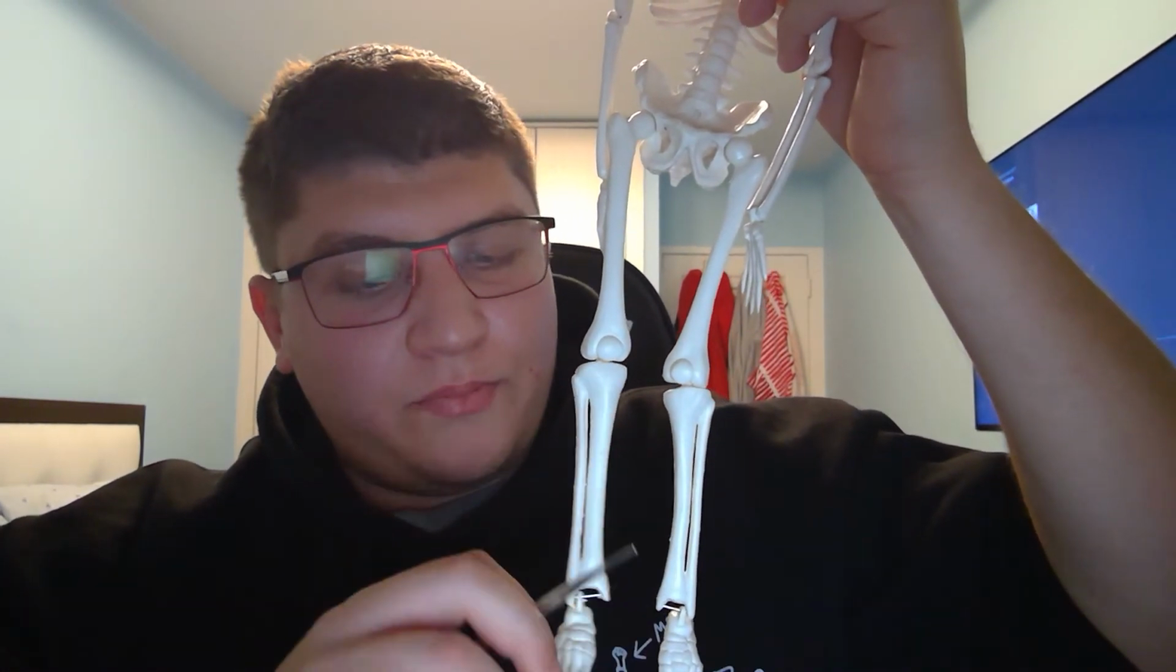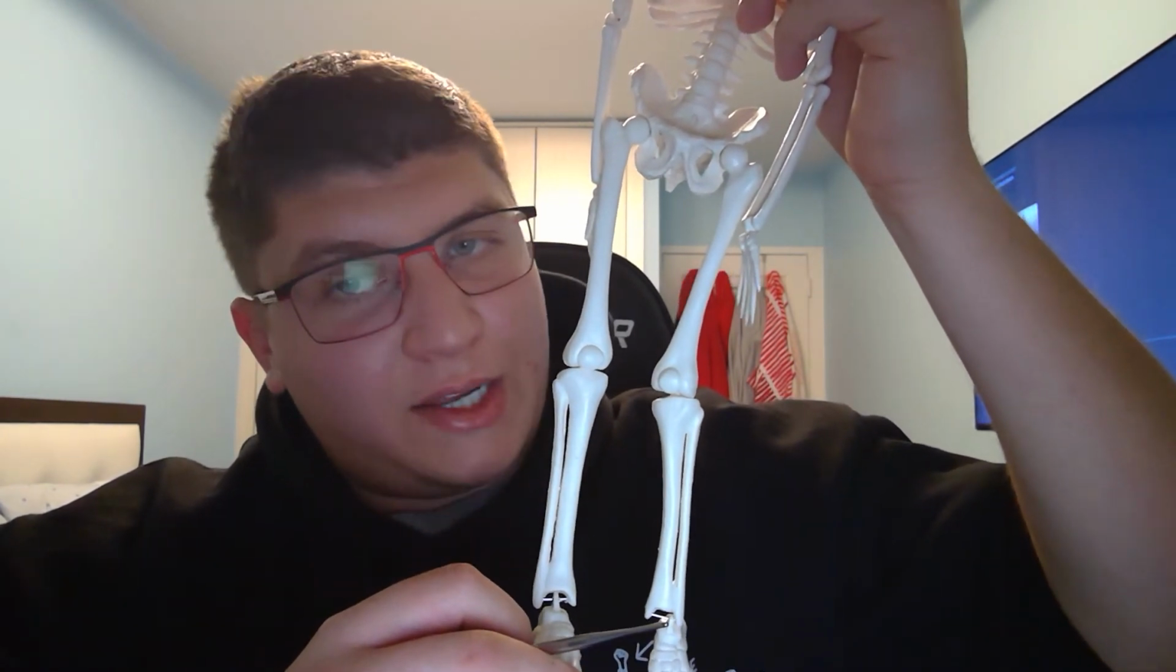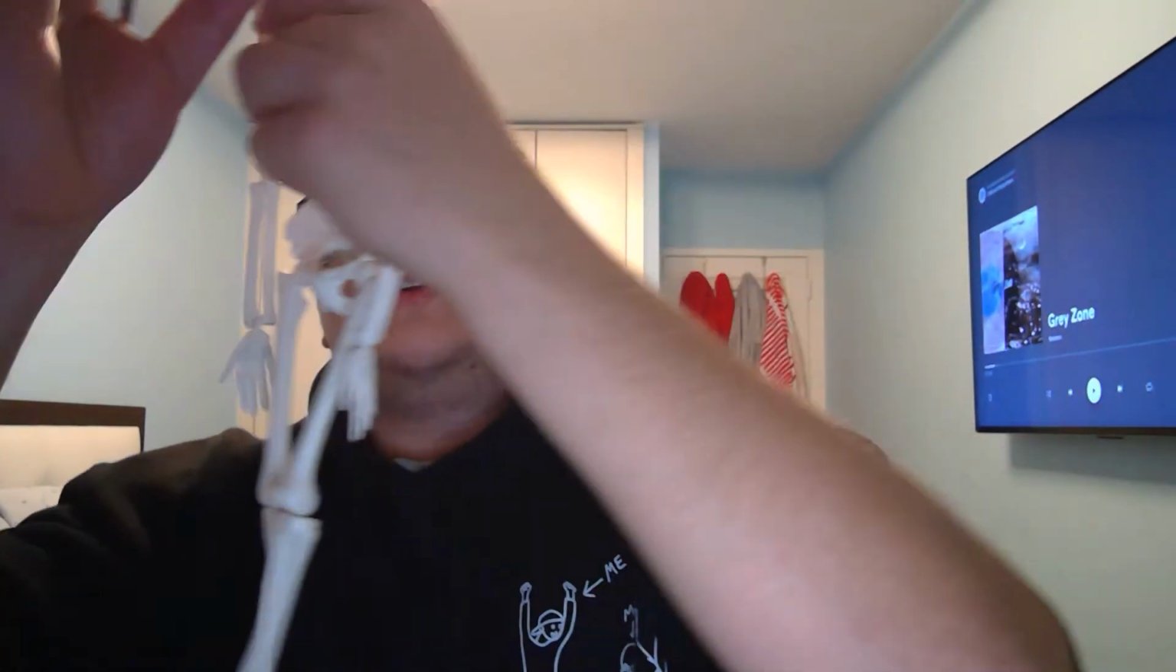Then you're going to have your metatarsals, very similar to your hand, labeled 1 through 5 in Roman numerals, starting medially with the big toe and then going out laterally to the pinky. Phalanges are exactly the same, except the big toe has only 2 phalanges, and every other toe has 3 phalanges. I'm going to put him down.